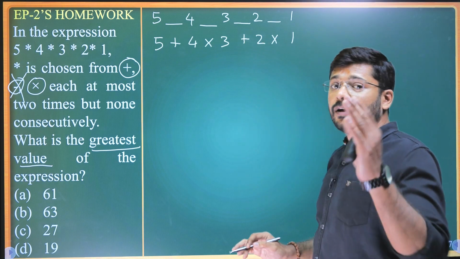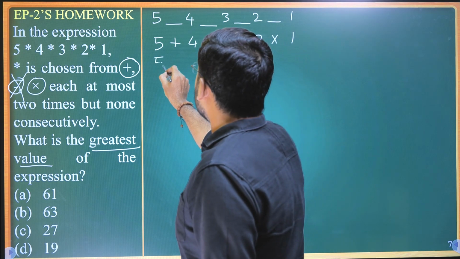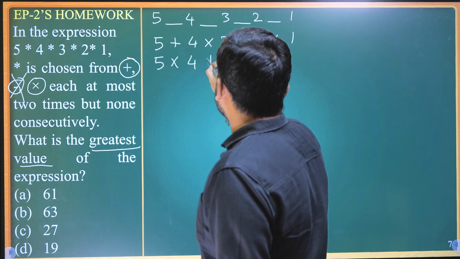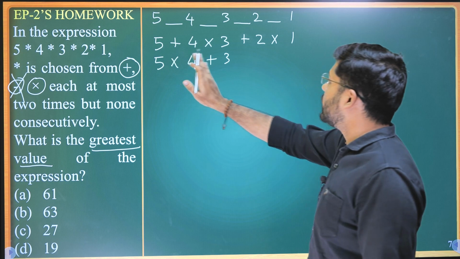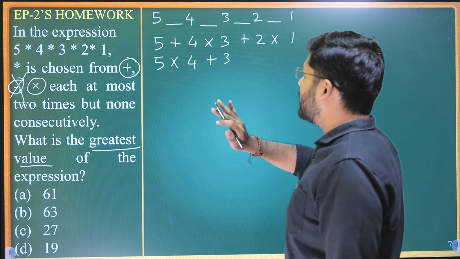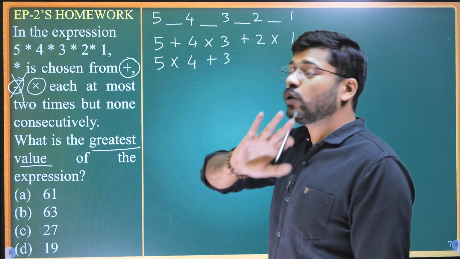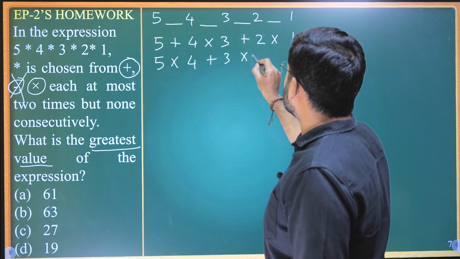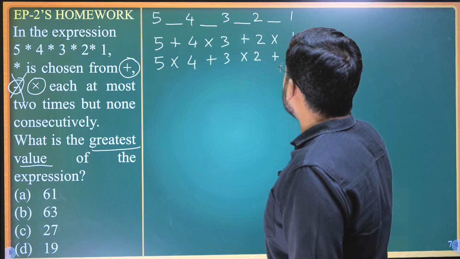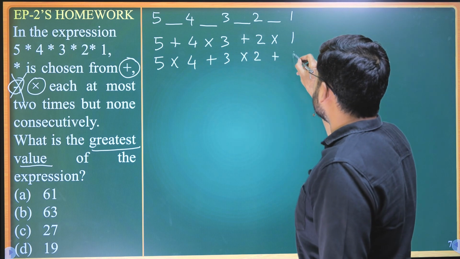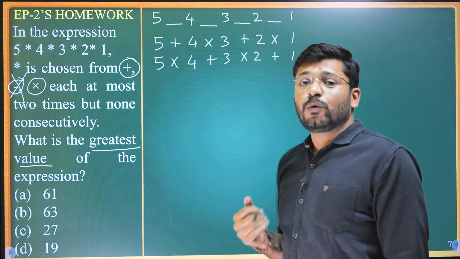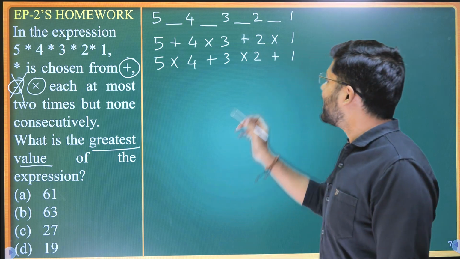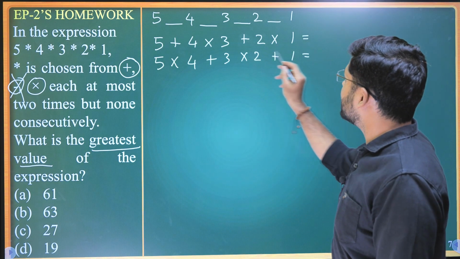This is one possibility. The other possibility is 5 into 4 plus 3. Because you have used into here, you cannot use into here. We can use plus, and we have already decided that we will not use minus. Since it is plus, we cannot use plus here. We are forced to use into. And now we can use plus again, because it is not consecutive now. So these are the only 2 possibilities. Now we will solve them both and we'll get the answer.